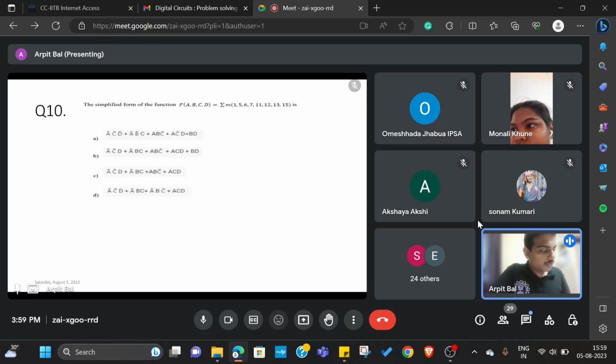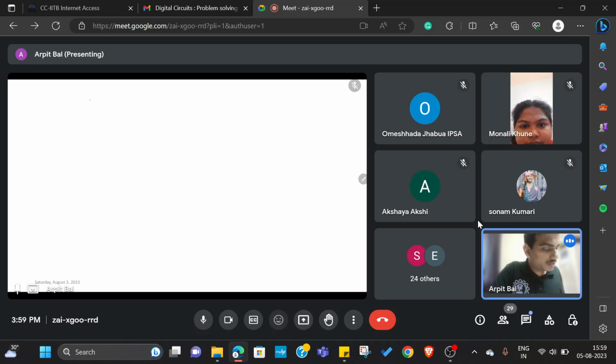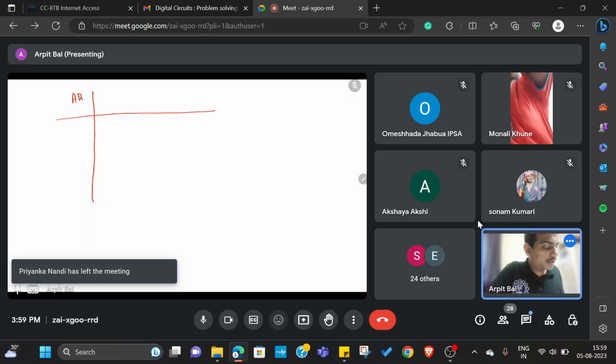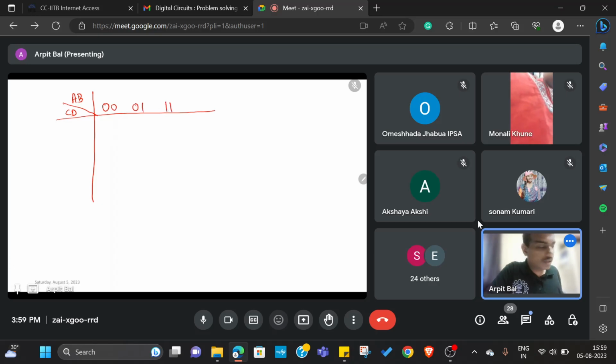So moving on to the next question. We need to find the simplified form of this function, represented as summation of 1, 5, 6, 7, 11, 12, 13, 15. So we need to construct a 4 variable Karnaugh map. Let me use the new page. So I'll write AB here, CD here, 0, 0, 0, 1, 1, 1, 1, 0, 0, 0, 0, 1, 1, 1, 1, 0.